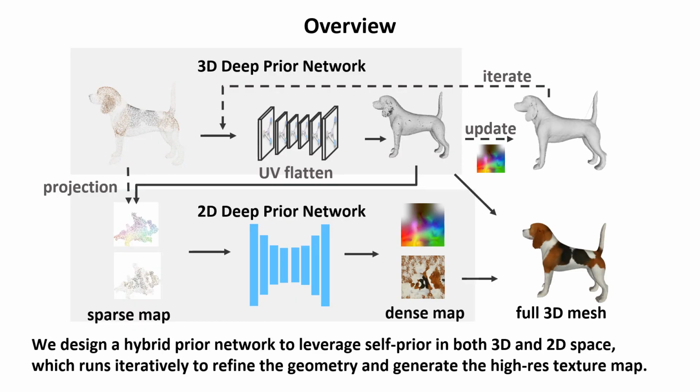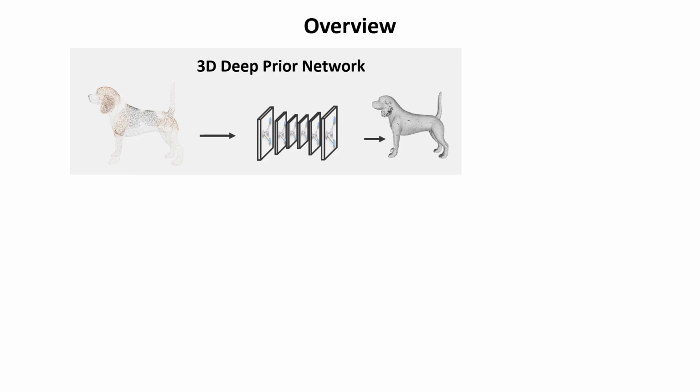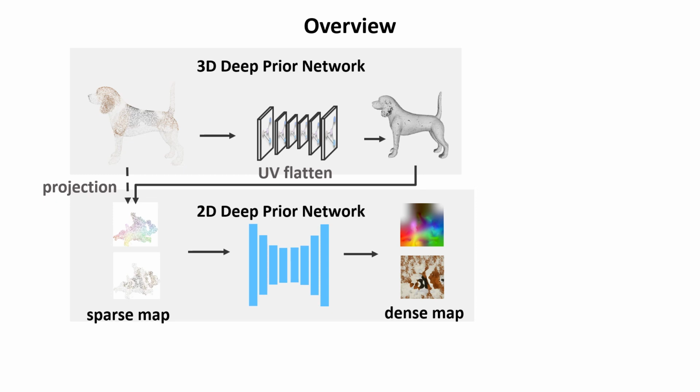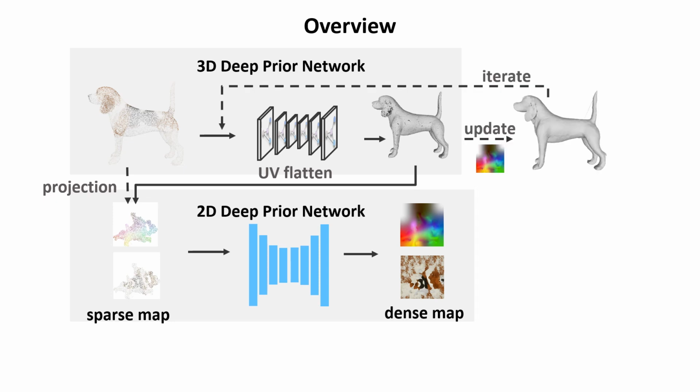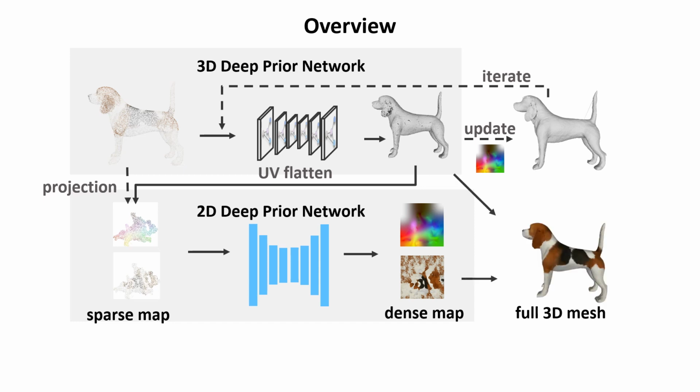We design a hybrid prior network to leverage self-prior in both 3D and 2D space, and an overview of our system is shown here. We first run a 3D self-prior network for initialization, then improve the geometry quality and produce texture maps in UV space, which generates dense XYZ maps and RGB maps. The dense maps are unprocessed to update the vertex locations in the 3D mesh, which is then fed into the 3D network for iterative refinement.